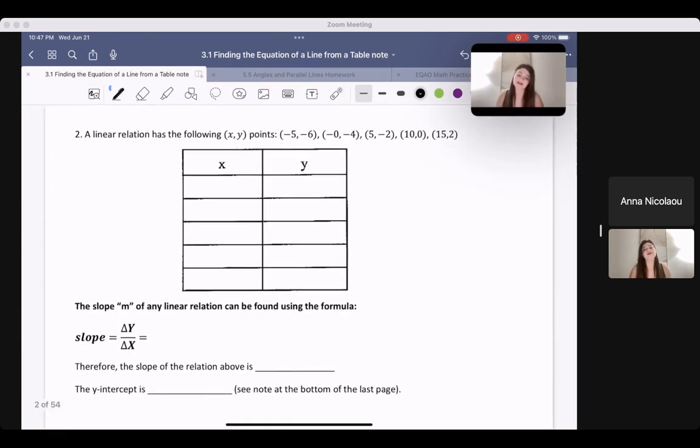Anyway, let's move on to number 2. A linear relation has the following xy points: (-5, -6), (0, -4), (5, -2), (10, 0), and (15, 2).